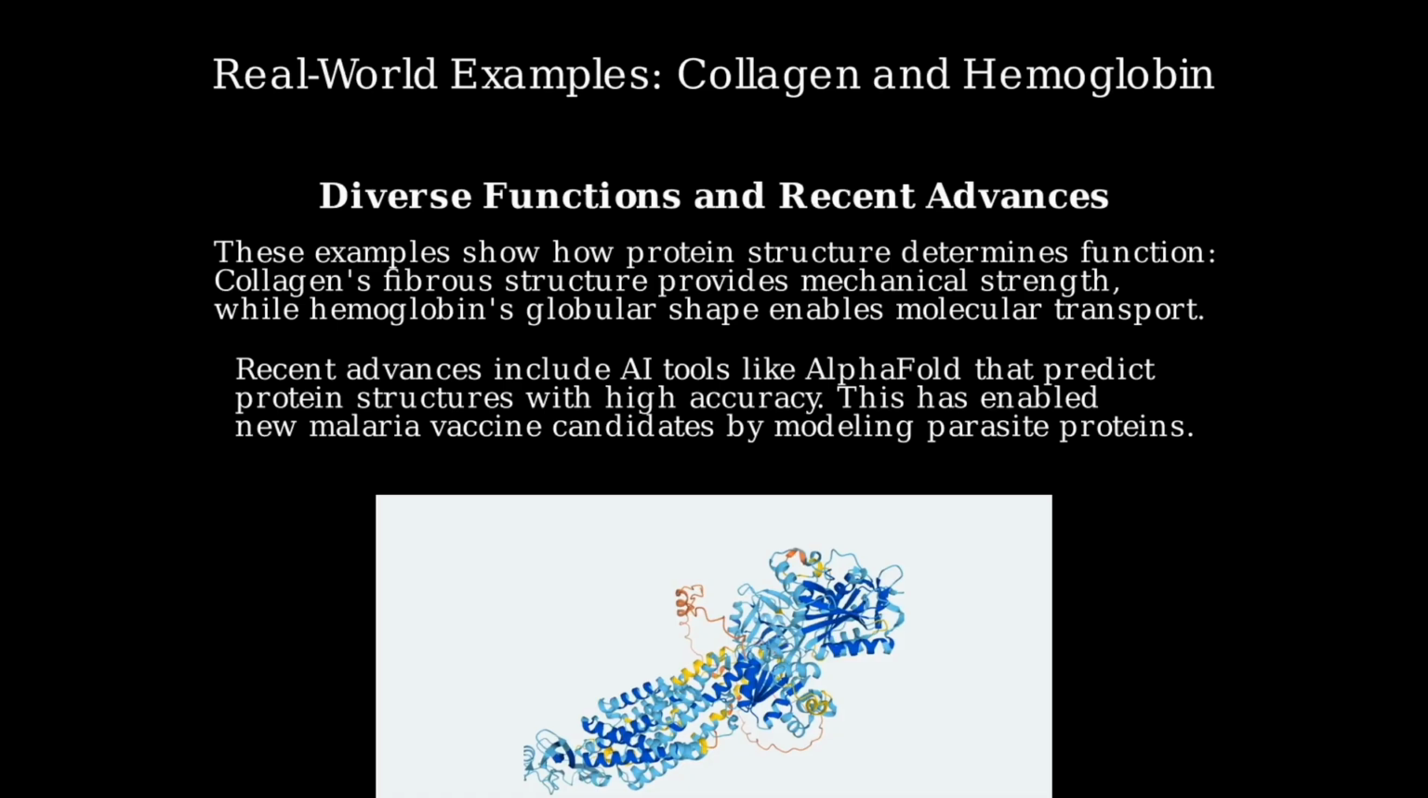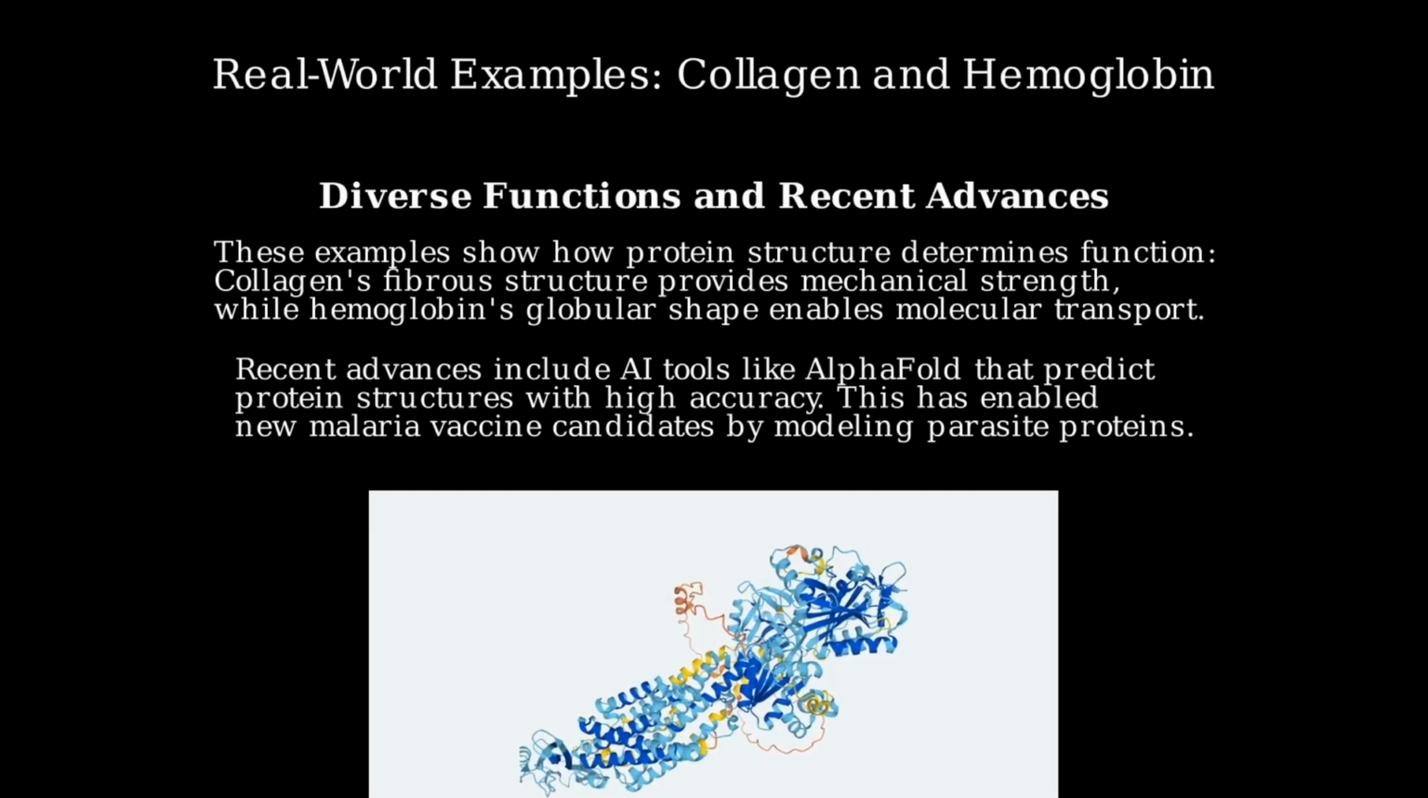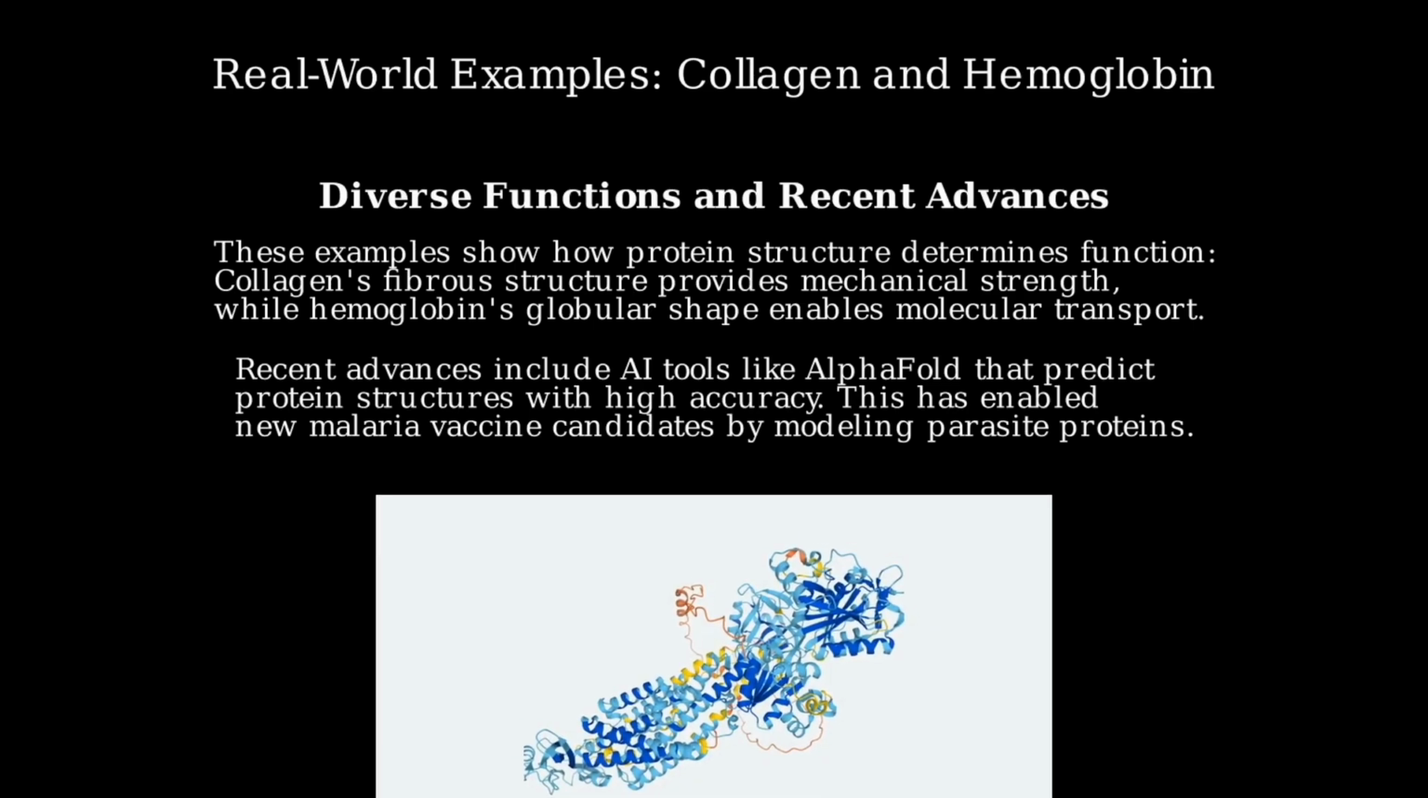Recent breakthroughs in artificial intelligence, particularly AlphaFold, have revolutionized protein research by predicting three-dimensional structures from amino acid sequences with near-experimental accuracy. This technology has already led to promising malaria vaccine developments by revealing the structures of parasite proteins that were previously unknown. These advances are opening new possibilities for drug design and understanding diseases at the molecular level.